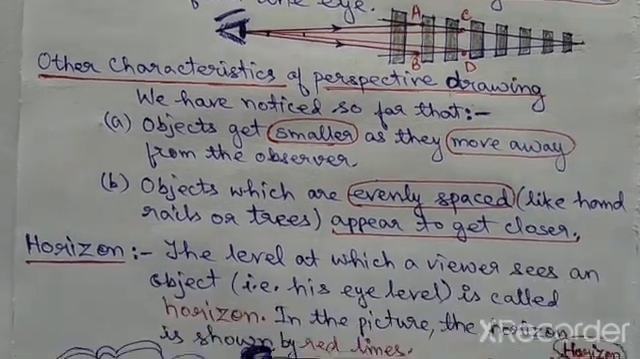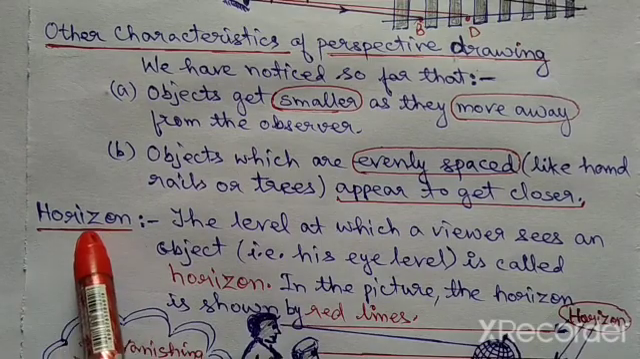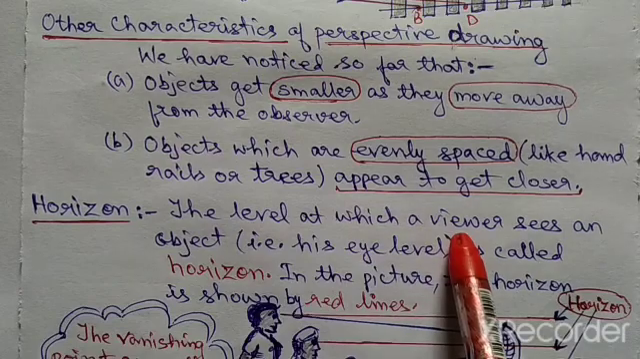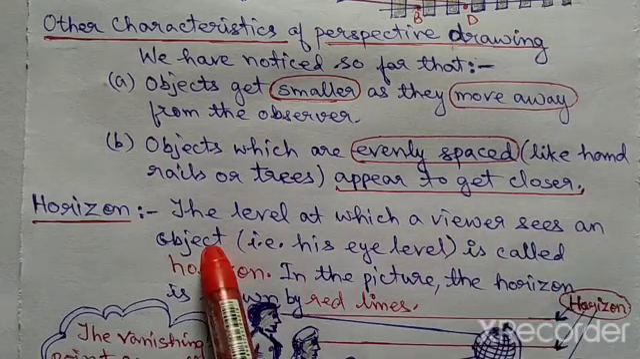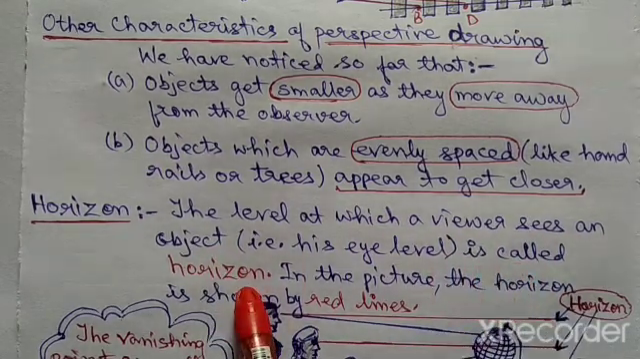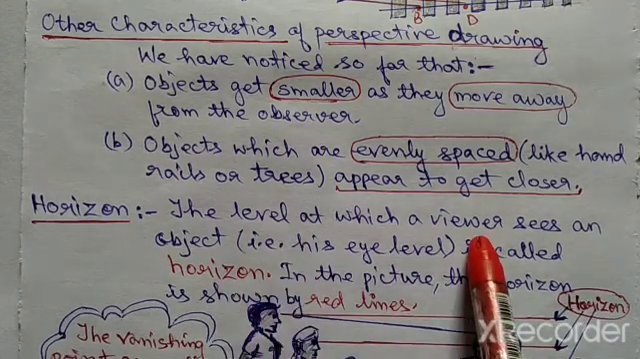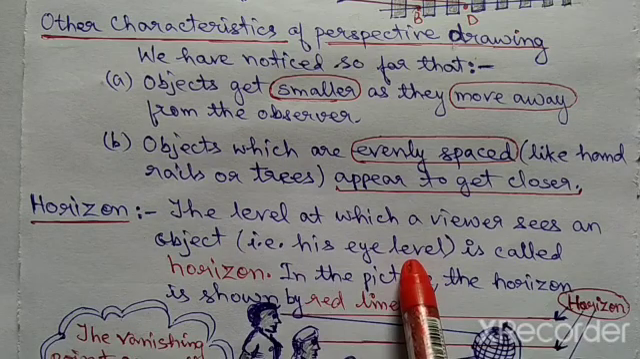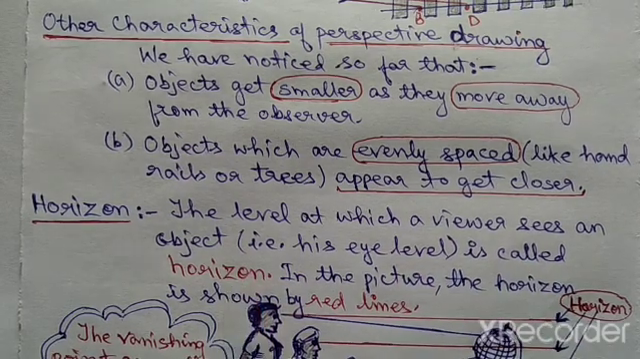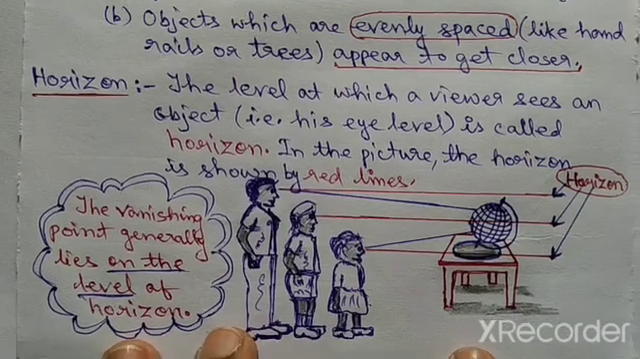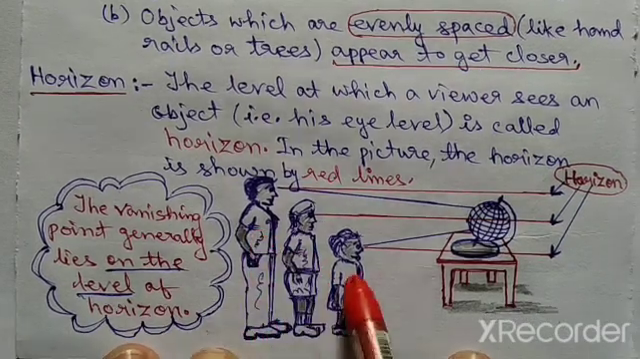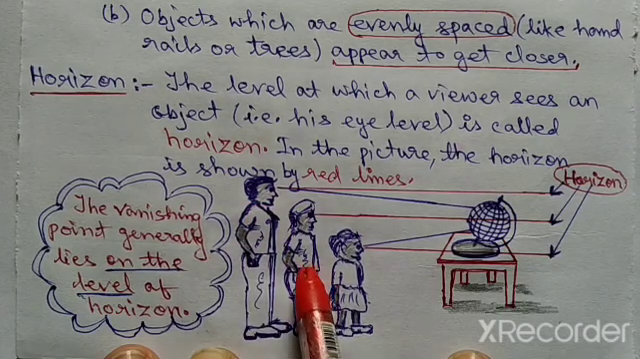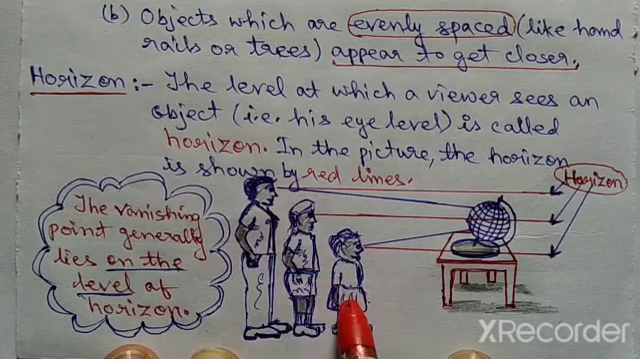Now next topic, children, horizon, or you can say level. The level at which a viewer sees an object, that is his eye level, is called the horizon. Now in the picture given below, just see, three persons are standing here. The first person is bigger than the second one, and the second person is bigger than the third person.